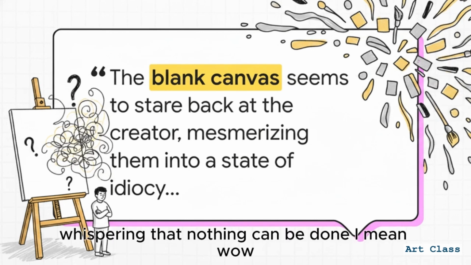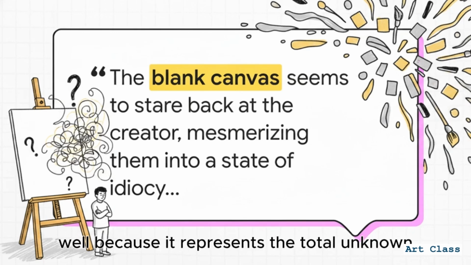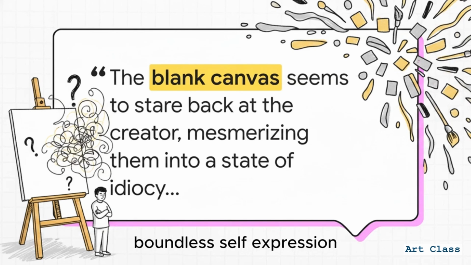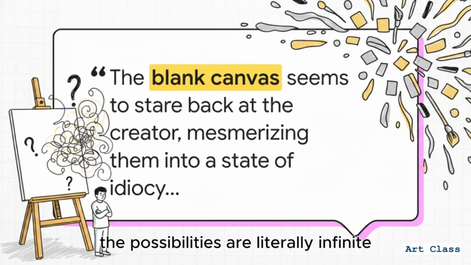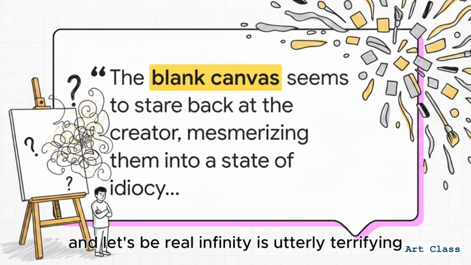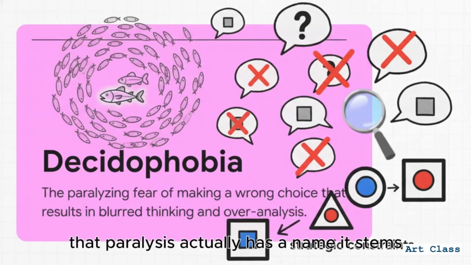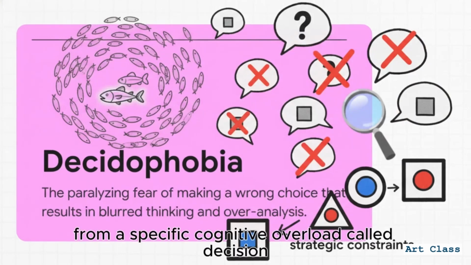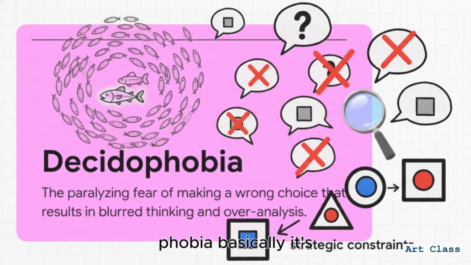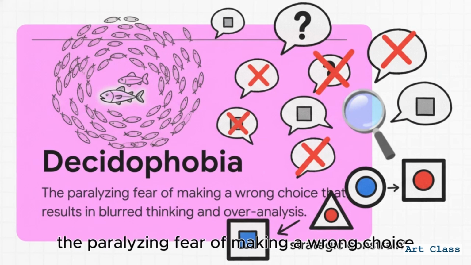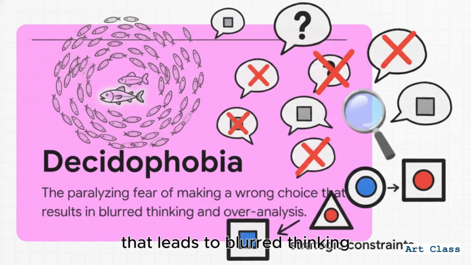I mean, wow. Why is it so daunting? Well, because it represents the total unknown. When you think of design as pure, boundless self-expression, the possibilities are literally infinite. And let's be real, infinity is utterly terrifying. That paralysis actually has a name. It stems from a specific cognitive overload called decidophobia. Basically, it's the paralyzing fear of making a wrong choice that leads to blurred thinking, overanalyzing everything, and desperately needing someone else to validate your work.